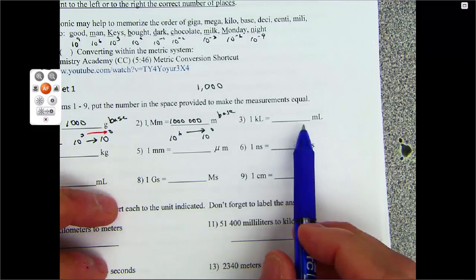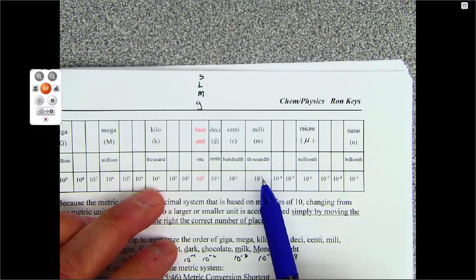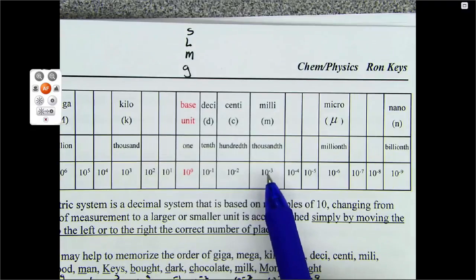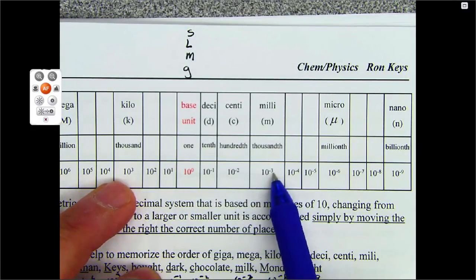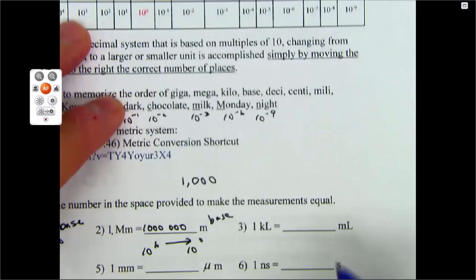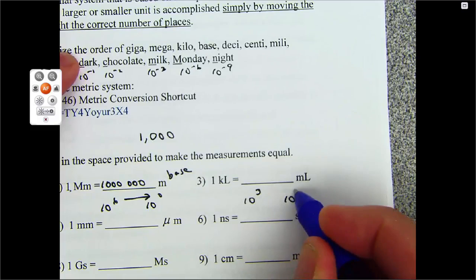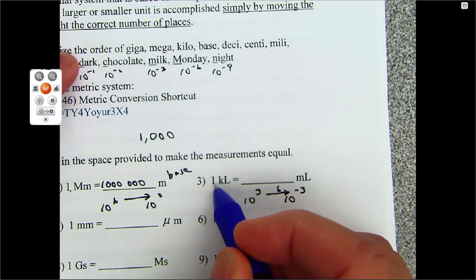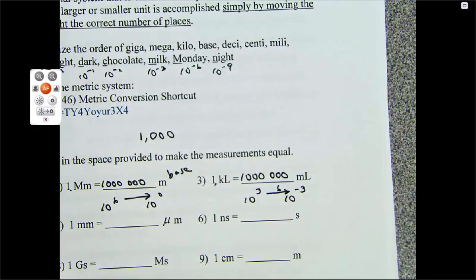All right, kiloliters to milliliters. Kilo, 10 to the 3rd. Milli is over here, 10 to the -3. Just think the absolute value to get there. 3 to get to here and 3 to get to here. So we're going 6 to the right. 10 to the 3rd, 10 to the -3. 6 to the right. If we take this 6 to the right again, we are going to end up with 1 million.